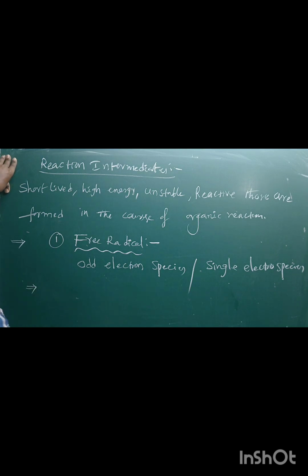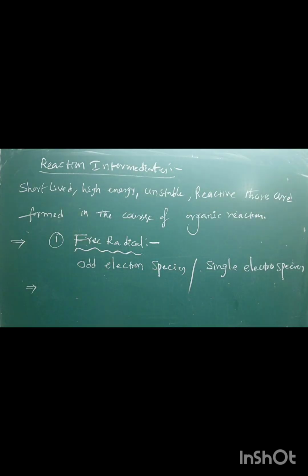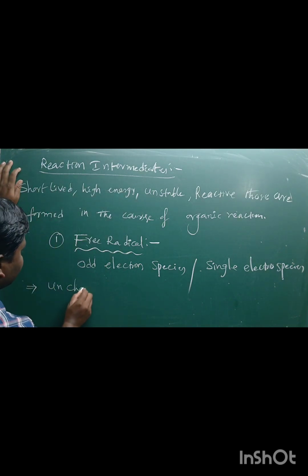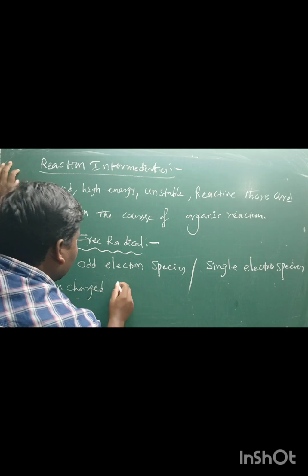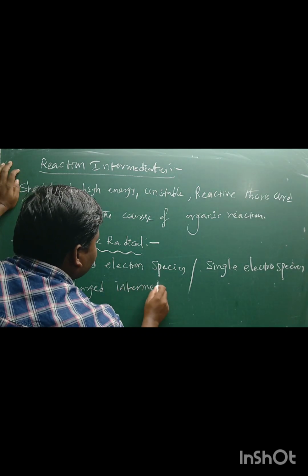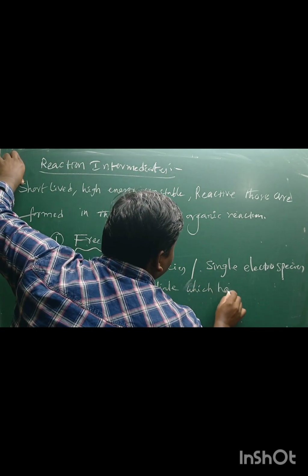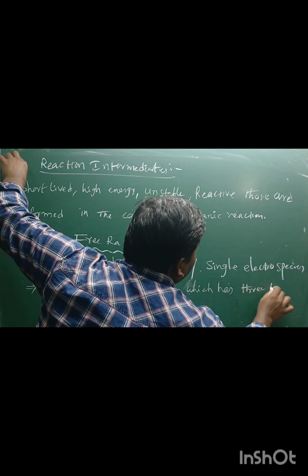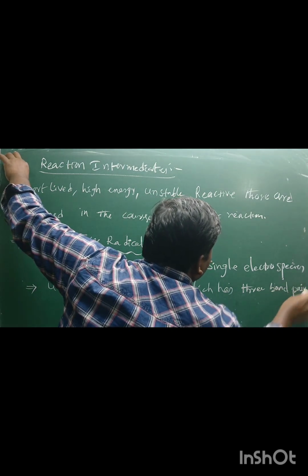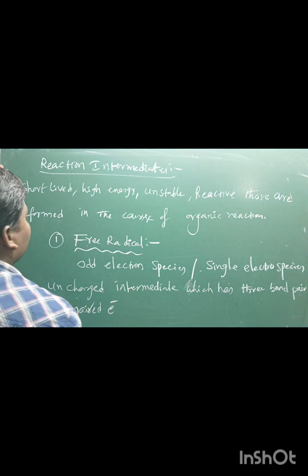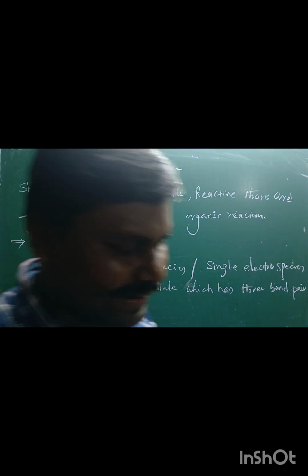Or one more definition: it is an uncharged intermediate which has three bond pairs and an unpaired electron, and it is called a free radical.